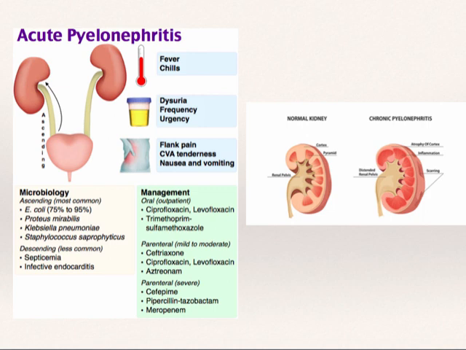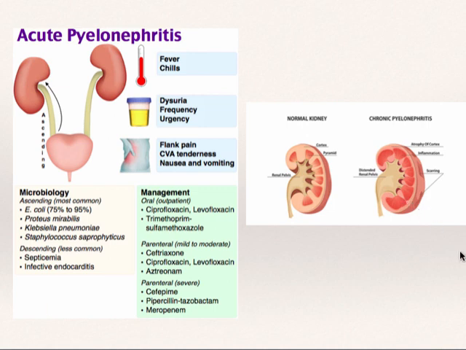It's usually ascending, like I added on here, meaning that it's starting from the bladder and going up. Descending can happen, but it's less common. So meaning like if they had septicemia or infective endocarditis, where they have an infection in the heart, or septicemia, it can end up in the bladder. But that's less common, obviously. Usually, ascending is more common.